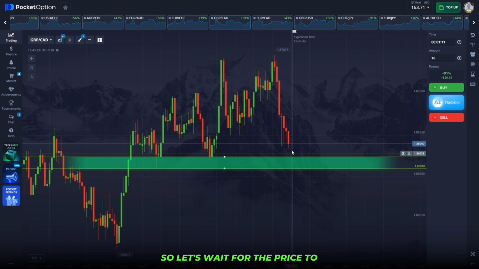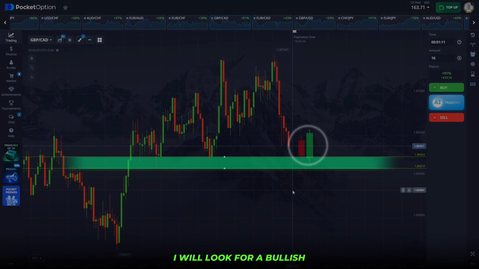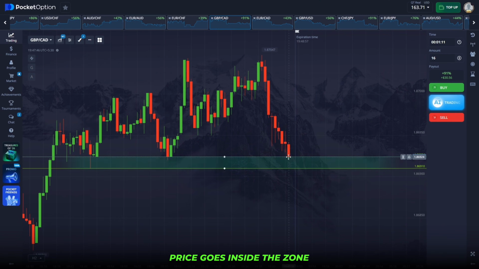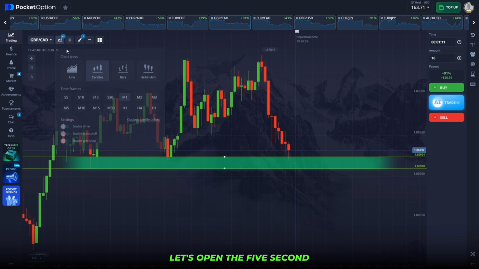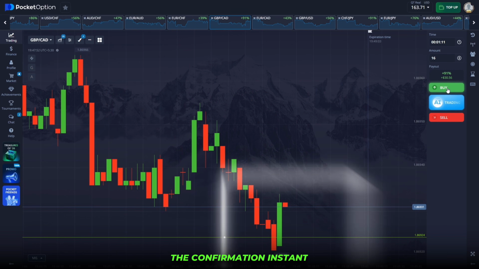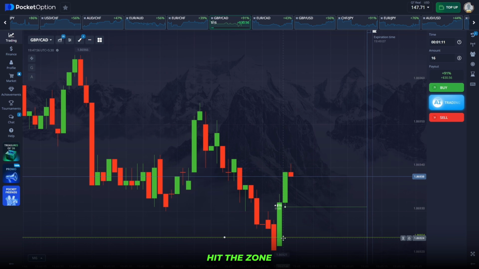So let's wait for the price to fall. Once price reaches this zone, I will look for a bullish reversal confirmation and will place my trade in the upside direction. Let's wait now. Price goes inside the zone. Let's open the 5-second chart for confirmation. And yes, we have the confirmation, instant confirmation as soon as price hit the zone.